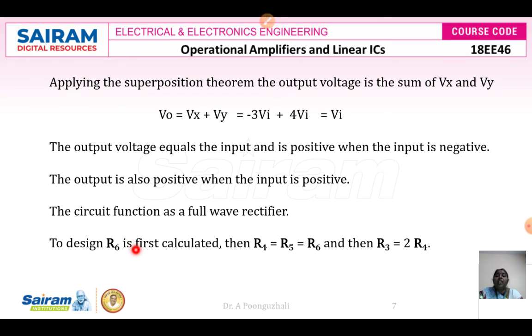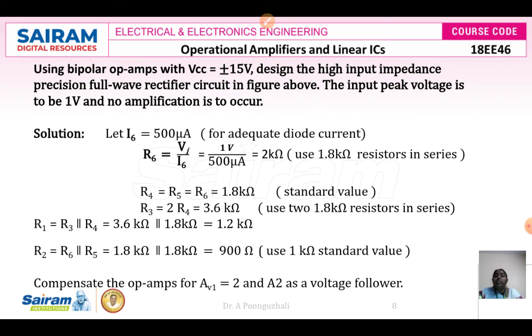To design this, we first calculate R6. R6 is first calculated, then R4 is equivalent to R5 is equivalent to R6. Then your R3 is equivalent to 2 times your R4 resistance there. So here you are using bipolar op amps with VCC equal to plus or minus 15 volts. We are going to design the high input impedance precision full wave rectifier circuit in the figure. So the input peak voltage is going to be 1 volt and no amplification is to occur.